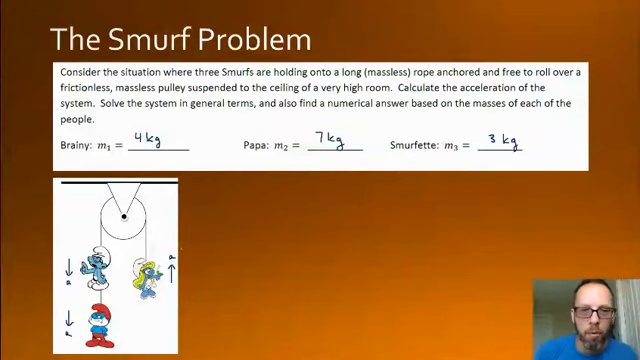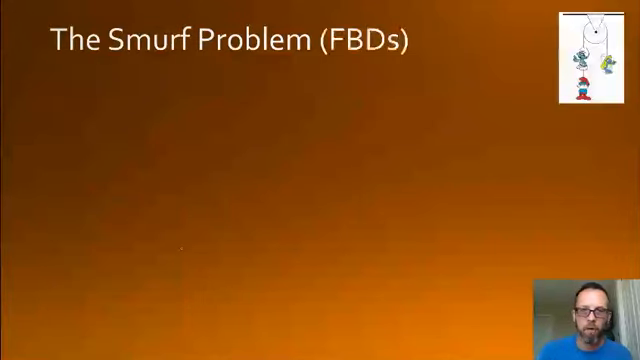So in this problem, we're going to set up free body diagrams for all 3. We're going to apply Newton's second law for all 3, keeping things in general terms. And then I'm going to show you guys how we can take that system of equations and find a general value for the acceleration of the system. And then we'll plug in our masses and we'll see what we get. So to start off, let's do free body diagrams for each of the Smurfs.